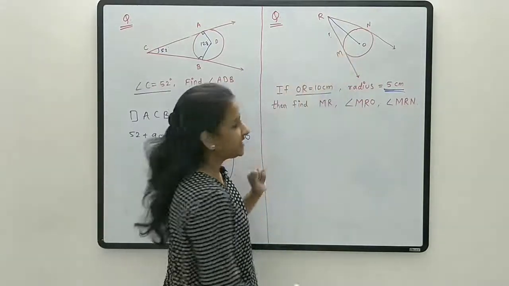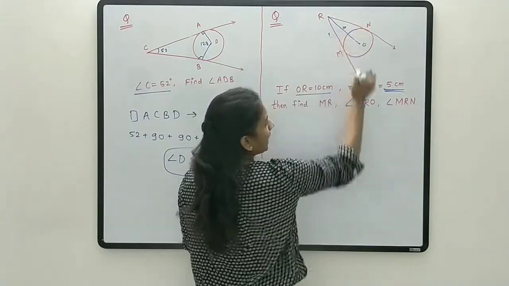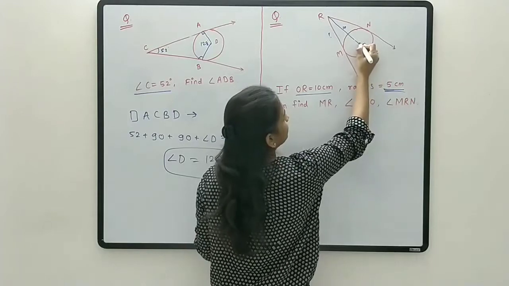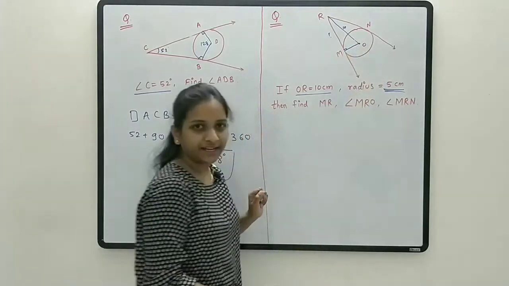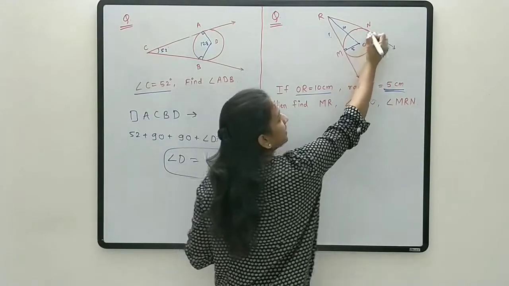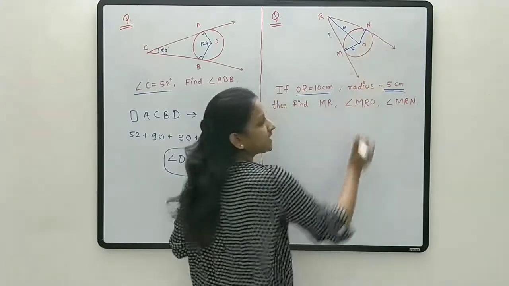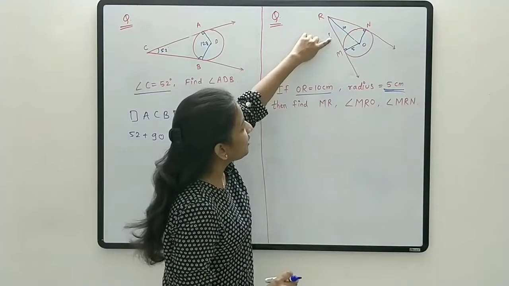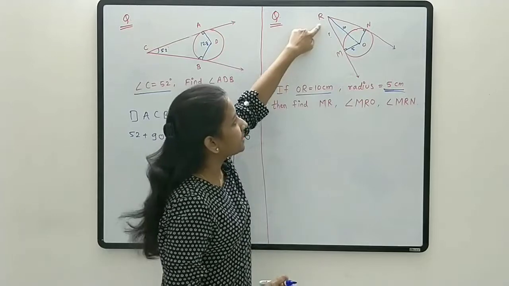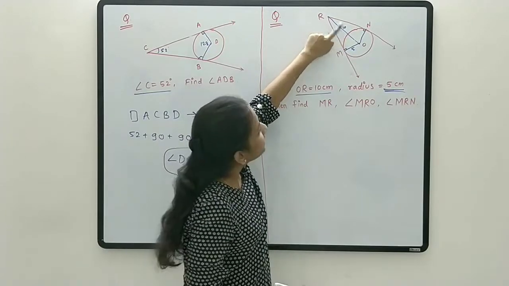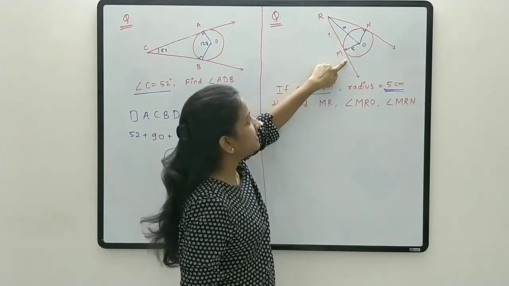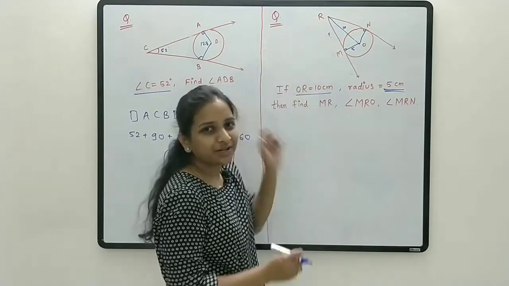Okay. How to find this? See, OR is given, that is 10, and the radius is 5. So OM is the radius, 5, and ON is also 5. Now here we have to find this side, MR. In this right angle triangle, the hypotenuse is 10, one side is 5. We can find RM by the Pythagoras theorem.